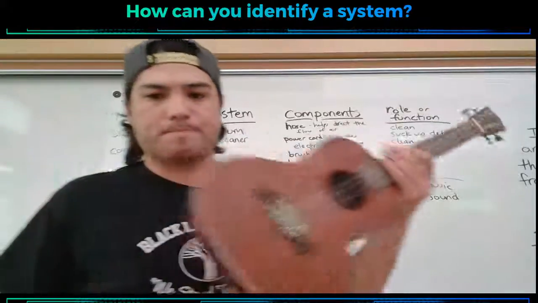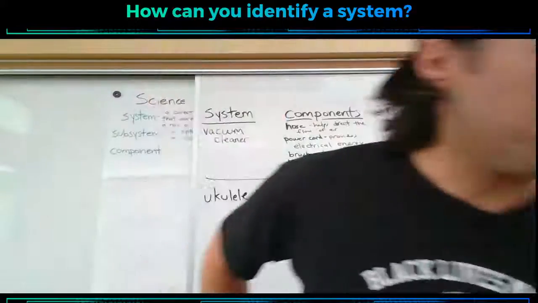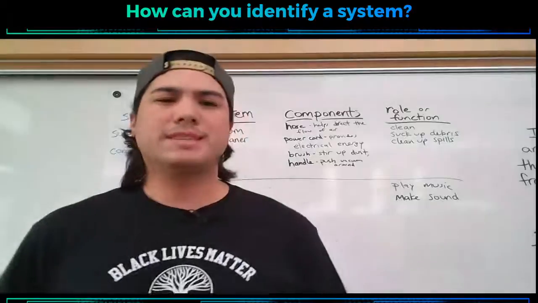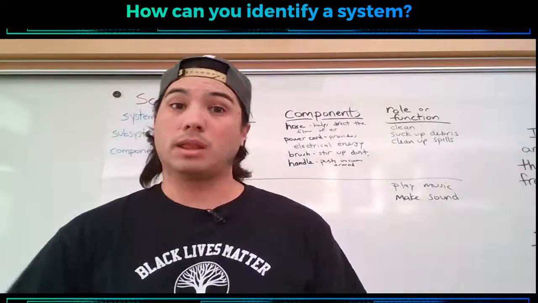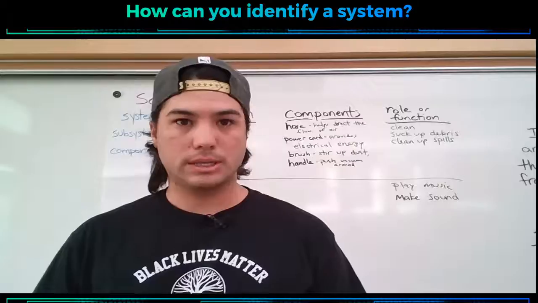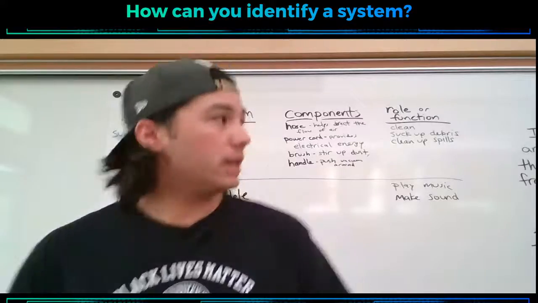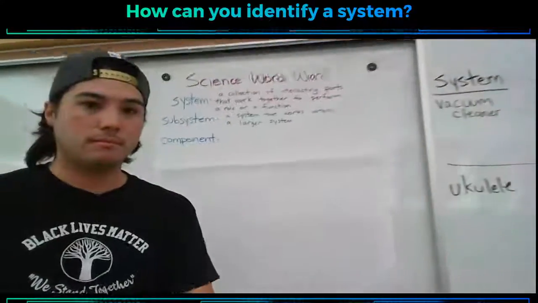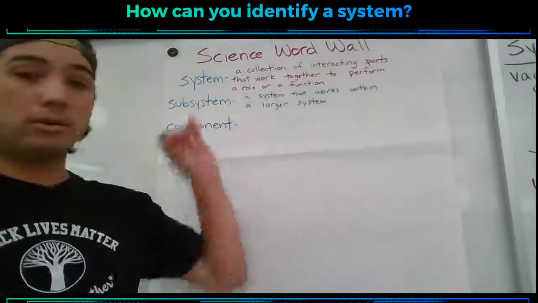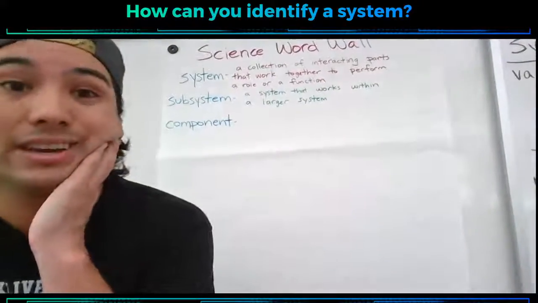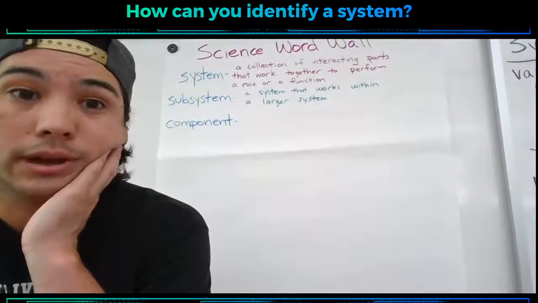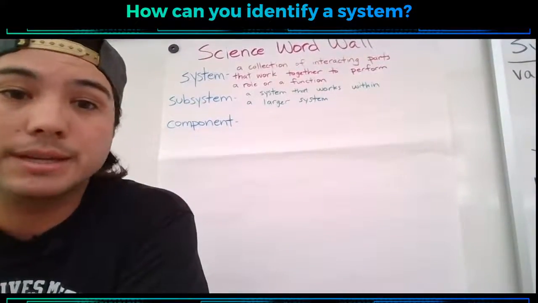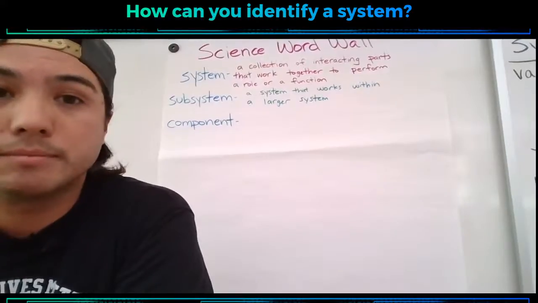Okay, so with a system, an idea to think about is that every system that we talk about, living or non-living, is going to have components that all work together. Okay? And on occasion, you will have this third word in our word wall here, which is a subsystem. Okay? And this says, if you can't read it, I'll read it to you. A subsystem is a system that works within a larger system.